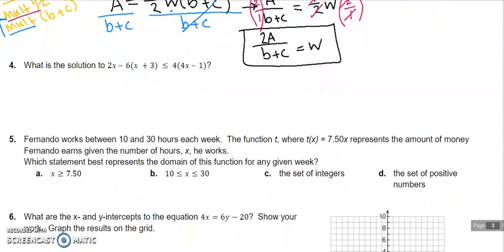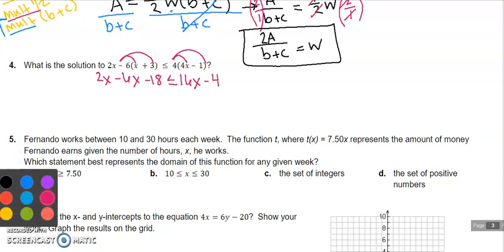Okay, number 4, what is the solution to this inequality? So I'm just going to break it down with you. We'll work it step by step. I'm going to bring down the 2x, negative 6 times x, negative 6 times 3, 4 times 4x, 4 times negative 1, combine like terms over here.